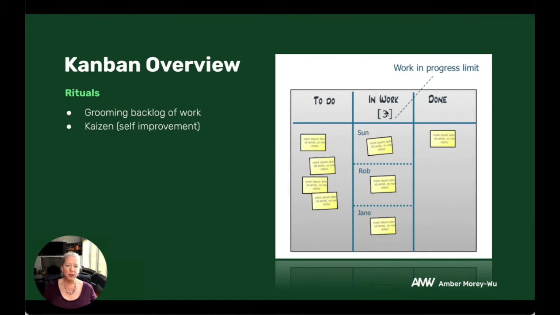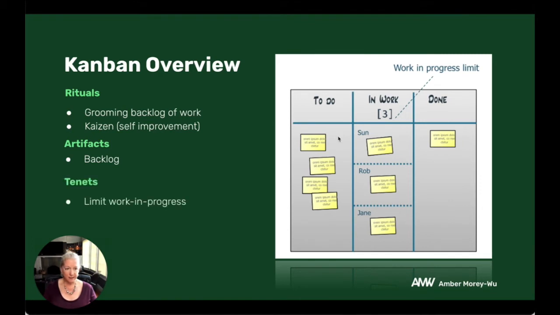The other ritual is Kaizen, which is also called self-improvement. Kaizen means, if you're familiar with the concept of a retrospective, it's looking back. The team every couple of weeks will say, hey, how are we doing as a team? You know, what should we improve upon? What went well? What do we want to change for next time? So those are the two rituals involved in Kanban. There's only one artifact, which is this backlog here. Pretty straightforward.